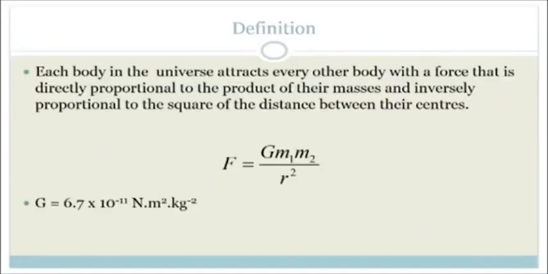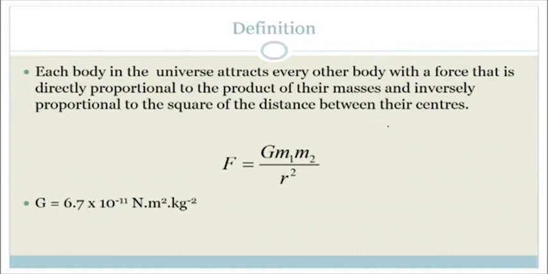So Newton came up with this law, which states that every body in the universe, and remember I mentioned this before, and I have done a theory in the last lesson on this, but I wanted to remind you because it's quite a long time since Thursday, and I wanted to remind you what the theory was before we moved on to some more exam paper questions. So it says each body in the universe attracts every other body with a force that is directly proportional to the product of their masses and inversely proportional to the square of the distance between their centers.